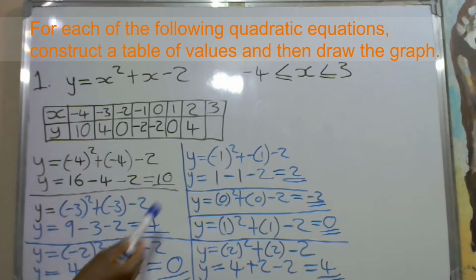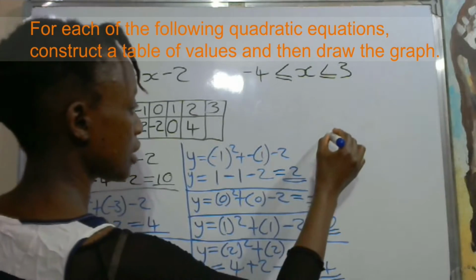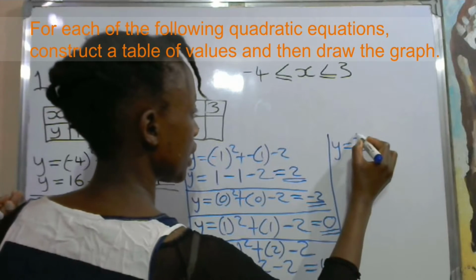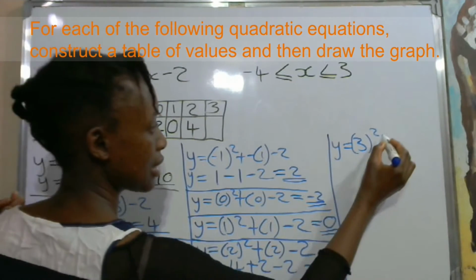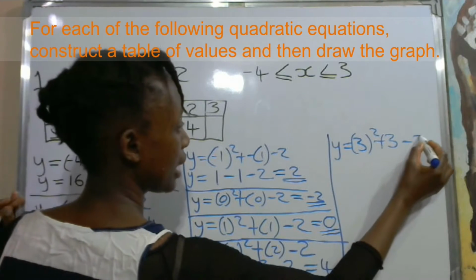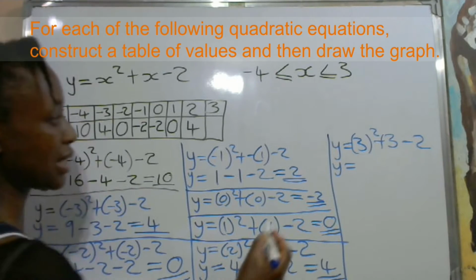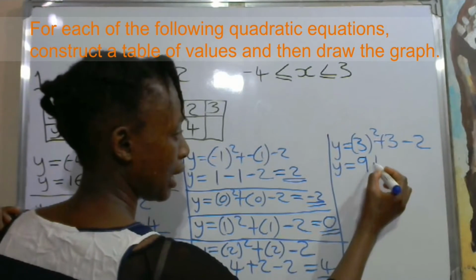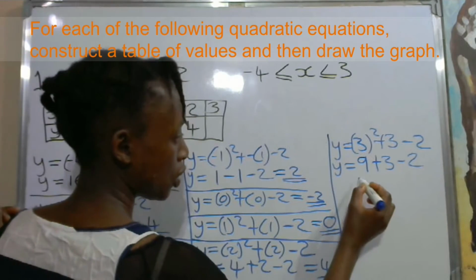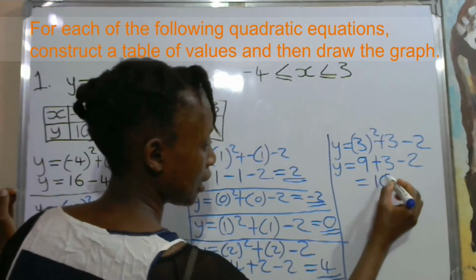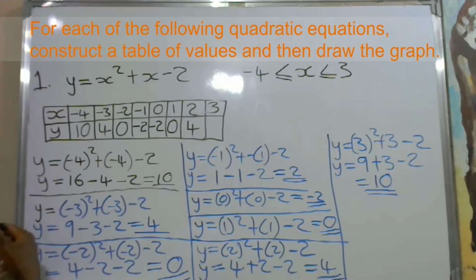So let's do the last one. When our x is 3, let's find the value of y. So our y will be equal to 3 squared plus 3 minus 2. So 3 squared gives us a +9. 9 plus 3, then minus 2. So 9 plus 3 is 12. 12 minus 2 is 10. So you get your y value being equal to 10 then.